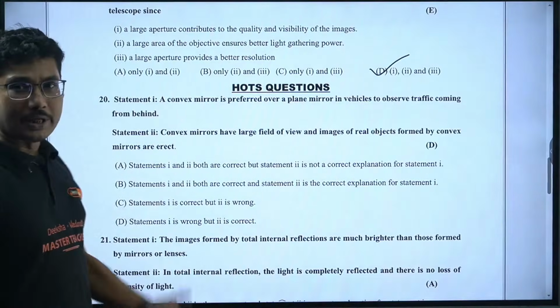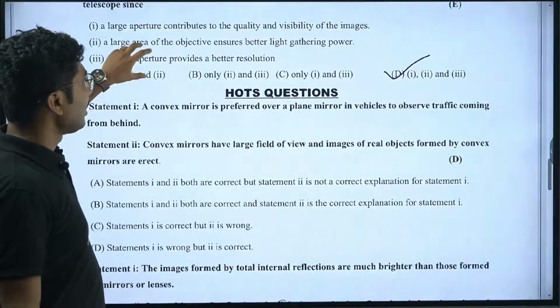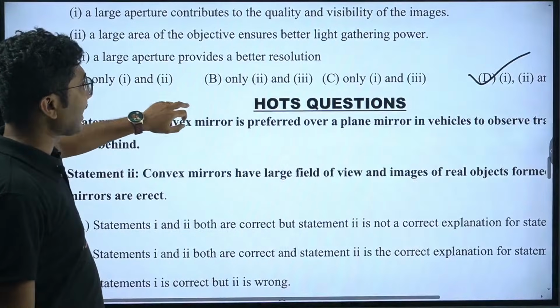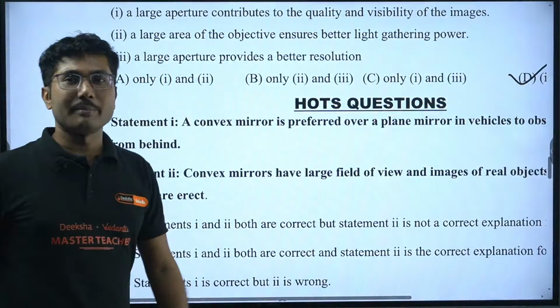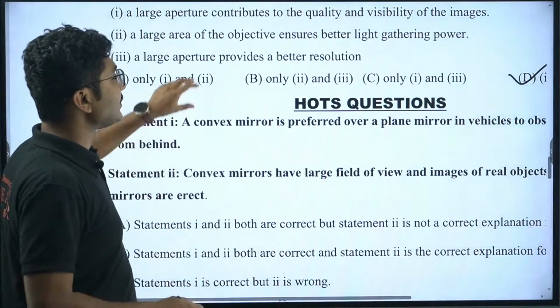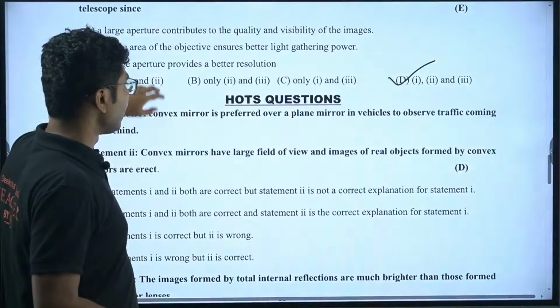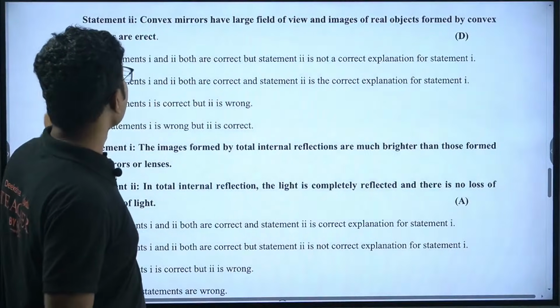So the bigger the lens, the more light it can capture, and the more light it can capture, the better the image you get, and the visibility of the image is better. The resolution of the image is also better.